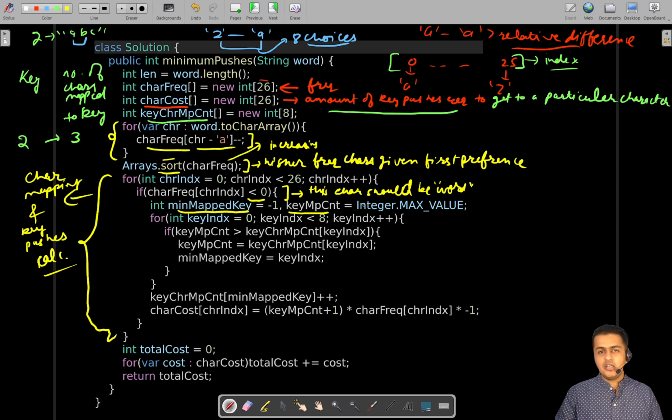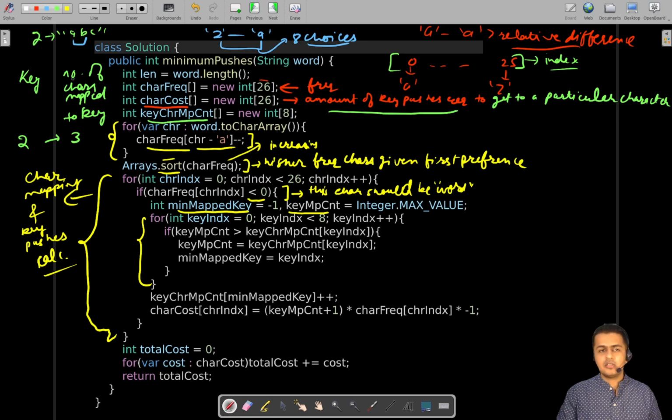Initially it is set to the maximum integer value because obviously we cannot reach that, so I am taking it as an infinity, you can say. Then we will find the key to which currently the minimum characters are mapped, and since we were required to do a minimum amount of pushes, that's why we are trying to find a key to which minimum characters are mapped right now. Once we have hold of that key, then we will for sure increase the number of characters that will be mapped.